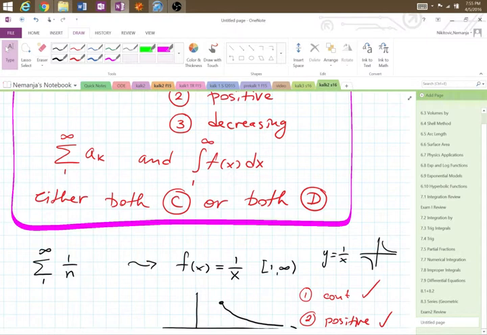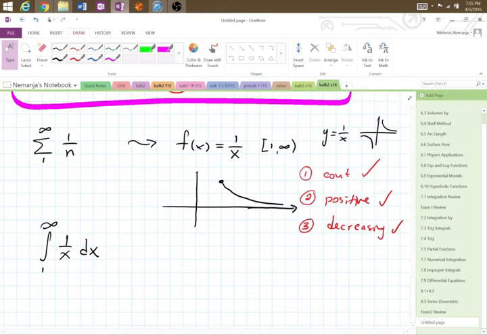So a series and an integral are different things? What do you mean? A series and an integral, yes. Because a series is a discrete function. It's dot, dot, dot, dot, where 1 over x is a continuous analog function, which is a line, right?